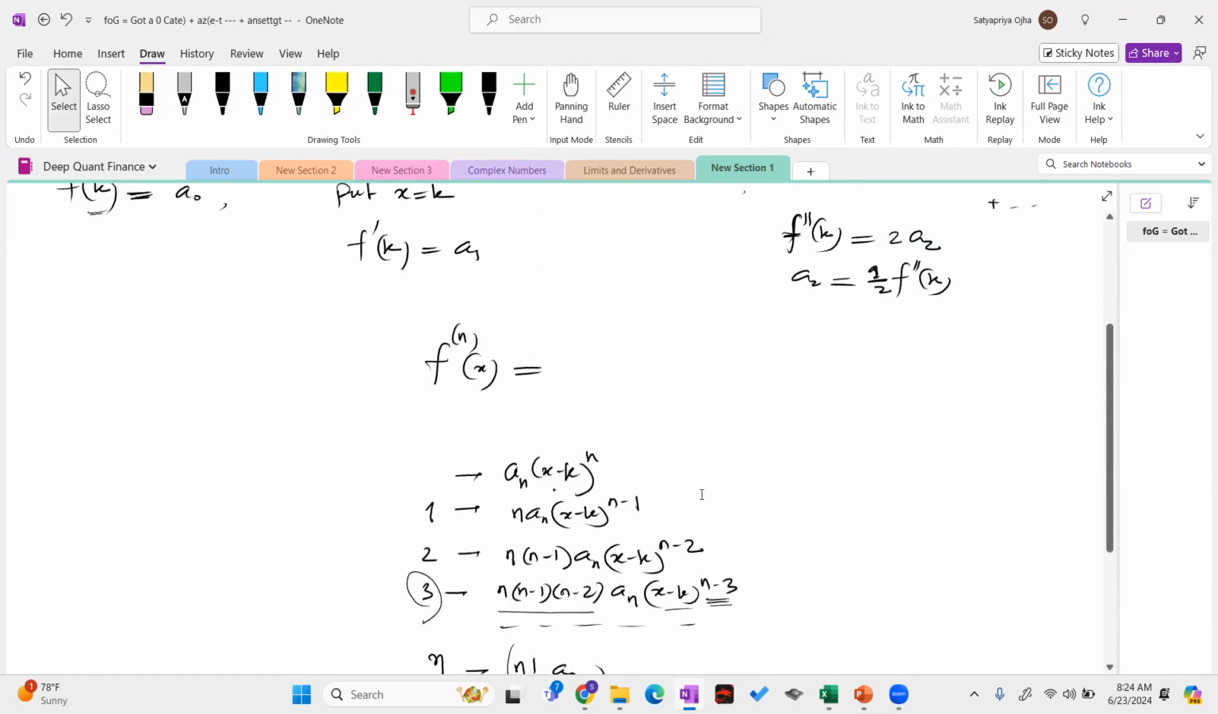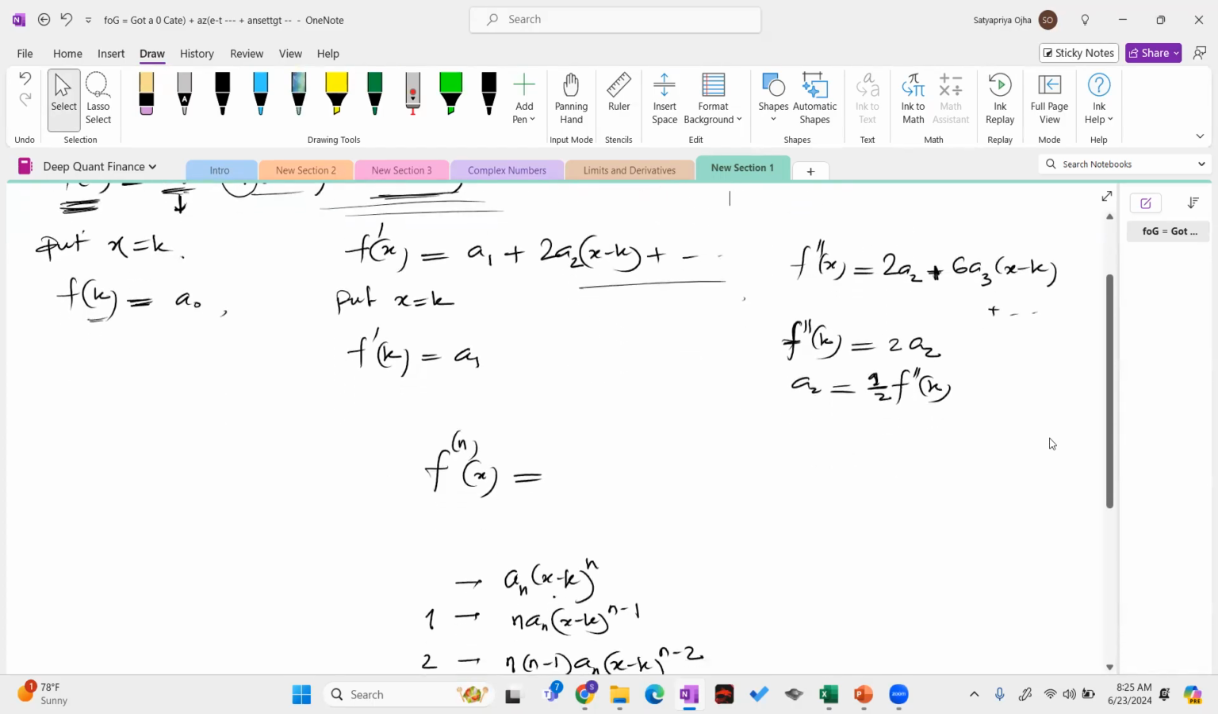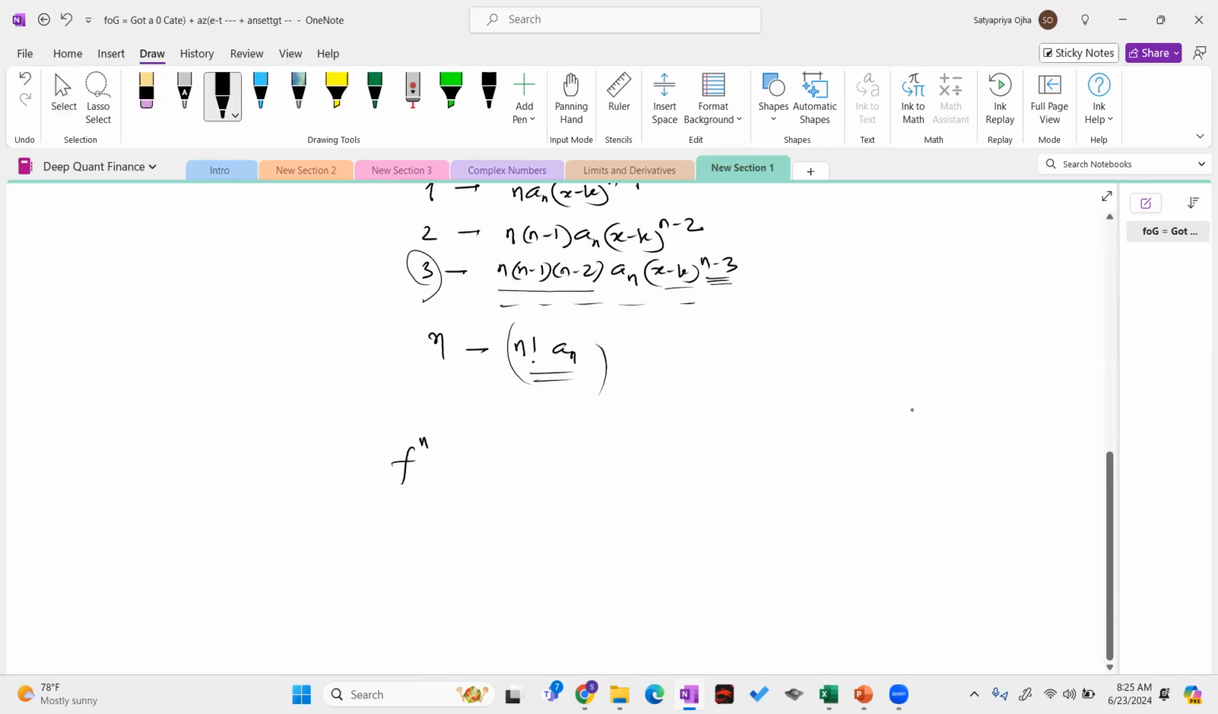So if this is the derivative, the terms above this will contain at least one x minus k. The next one will contain x minus k, the one after that will have x minus k square. So after n derivatives, my function essentially would have become this. The nth derivative of f of x is given by n factorial an. This is the constant term. And then you have the terms beyond, which I don't want to worry about: some coefficient times x minus k, some coefficient times x minus k square.